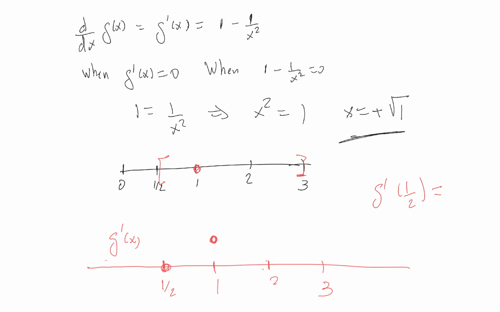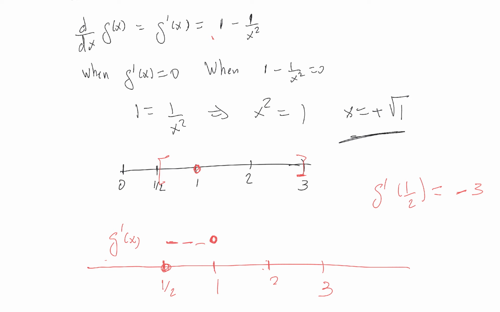g prime of 1/2 will be 1 minus 1 divided by 1/2 squared, which is 1/4. 1 divided by 1/4 is 4. 1 minus 4 is minus 3. So the slope here is negative.